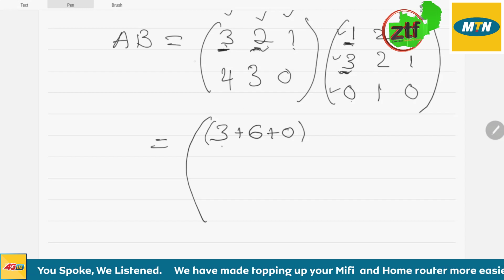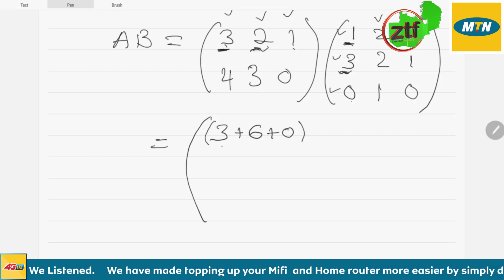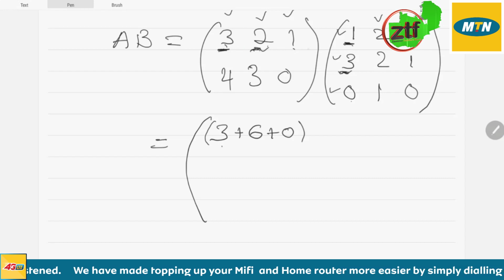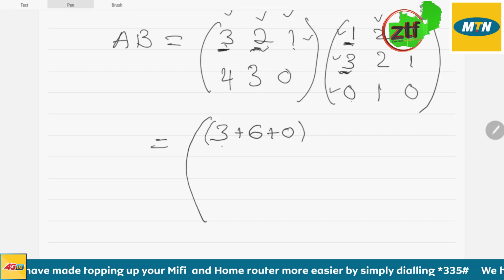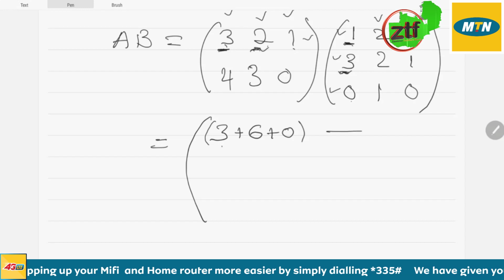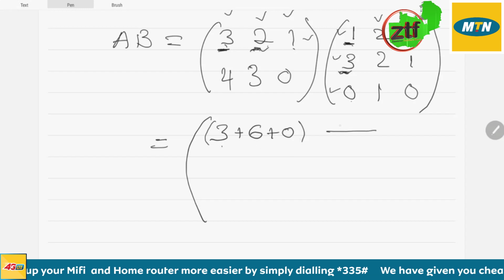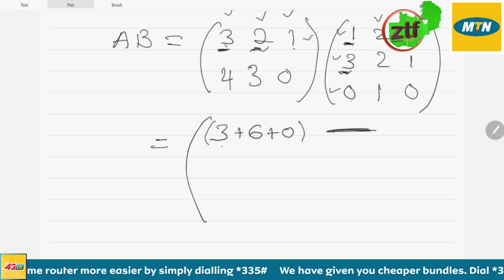So first row, second column. First row, second column, I will multiply corresponding terms in the first row by corresponding terms in the second column, to get the value for the element that we will have in the first row, second column, which is this part here.